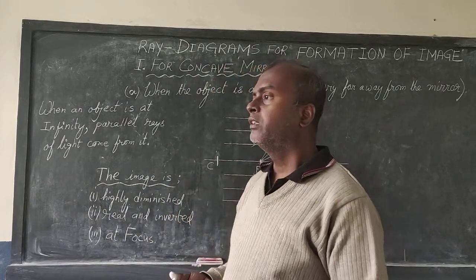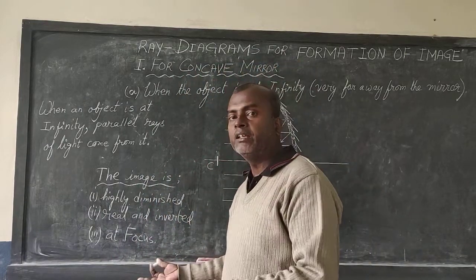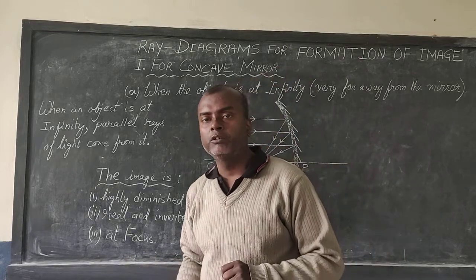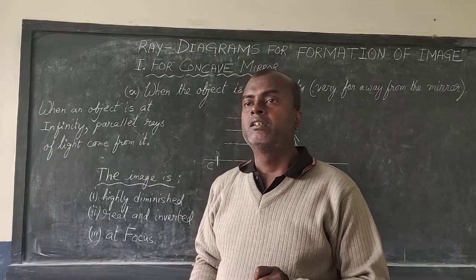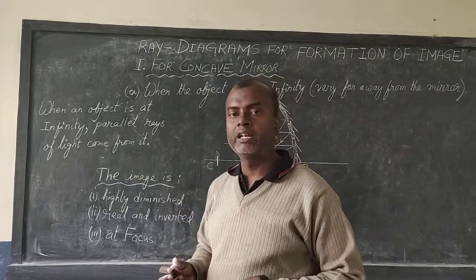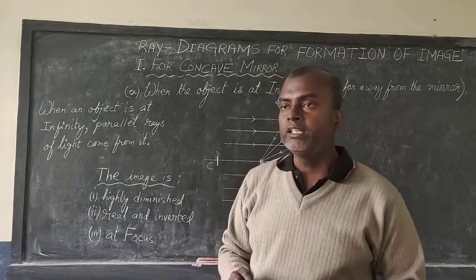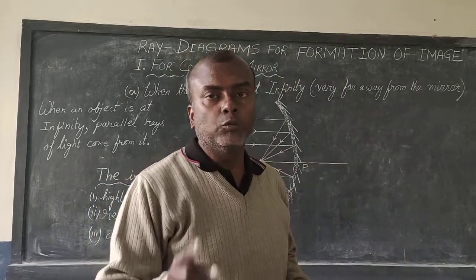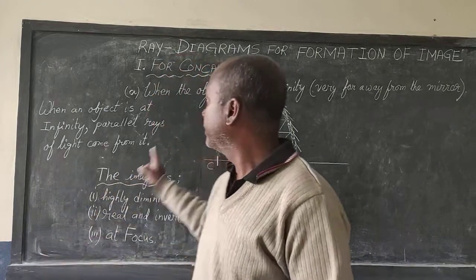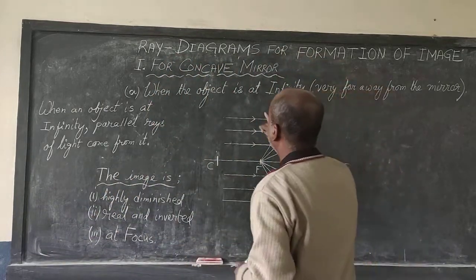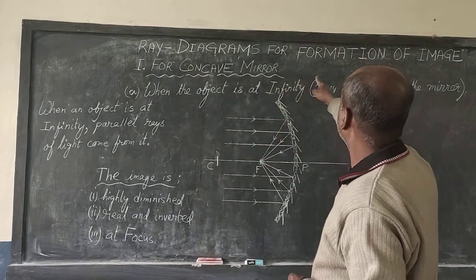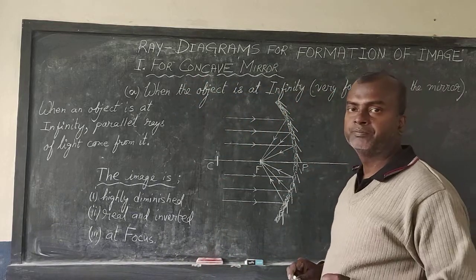Okay, the actual happening, where the object is and where the image is for a particular object, that determination of the image we can actually find out by drawing ray diagrams. So for drawing these ray diagrams, the rules which I had given you in the previous class are necessary. So today we will apply them. I have given here the heading, I hope you can see, ray diagrams for formation of image.